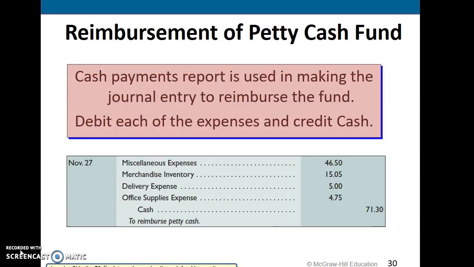Reimbursement of the petty cash fund: the cash payments report is used in making the journal entry to reimburse the fund. Debit each of the expenses and credit the cash. So we have all of these expenses. We know we debit expenses. Expenses are always debited, and we're going to credit the cash for the amount of all of those expenses total. So here you see we have miscellaneous, merchandise inventory, delivery expense, and office supplies. And then the actual cash, which totals the amount of those supplies, is credited for $71.30.